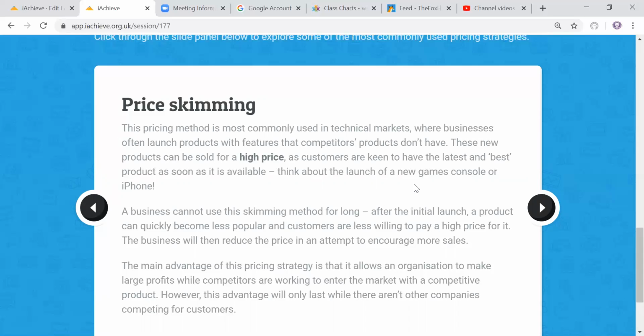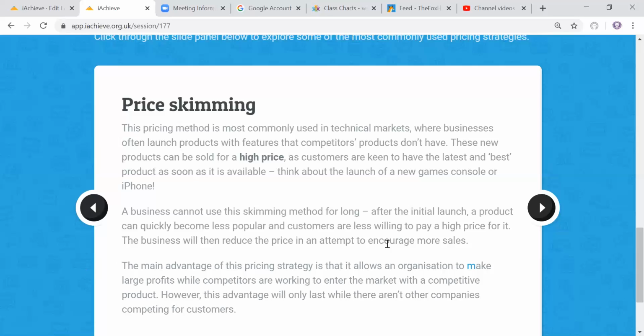So think about the launch of a new games console or iPhone. A business cannot use this price skimming method for long. After initial launch, a product can quickly become less popular and customers are less willing to pay a high price for it. So the business will then need, as Apple always does, to reduce the cost eventually for this product or service.